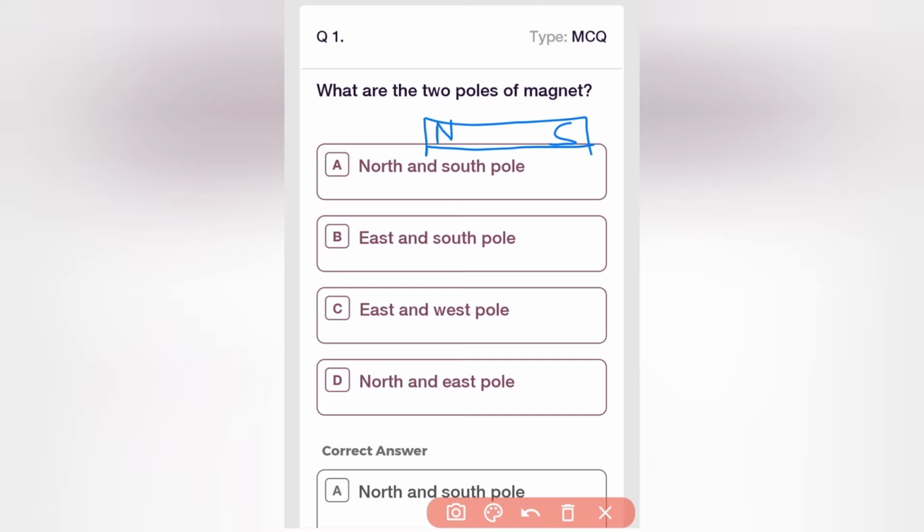Option A, north and south. Option B, east and south. Option C, east and west. And option D, east and north. Option A is the correct answer.